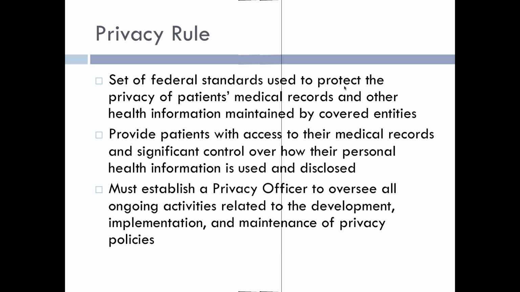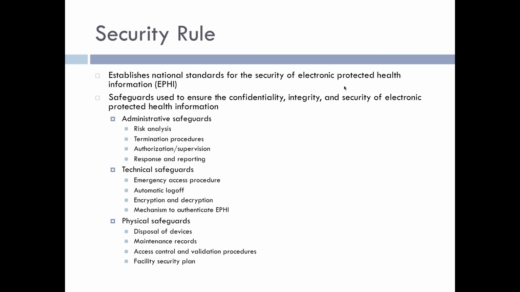The updated security rule establishes national standards for securing electronic protected health information. These new safeguards are used to ensure the confidentiality, integrity, and security of all electronic protected health information. The new safeguards are physical, technical, and administrative in nature.